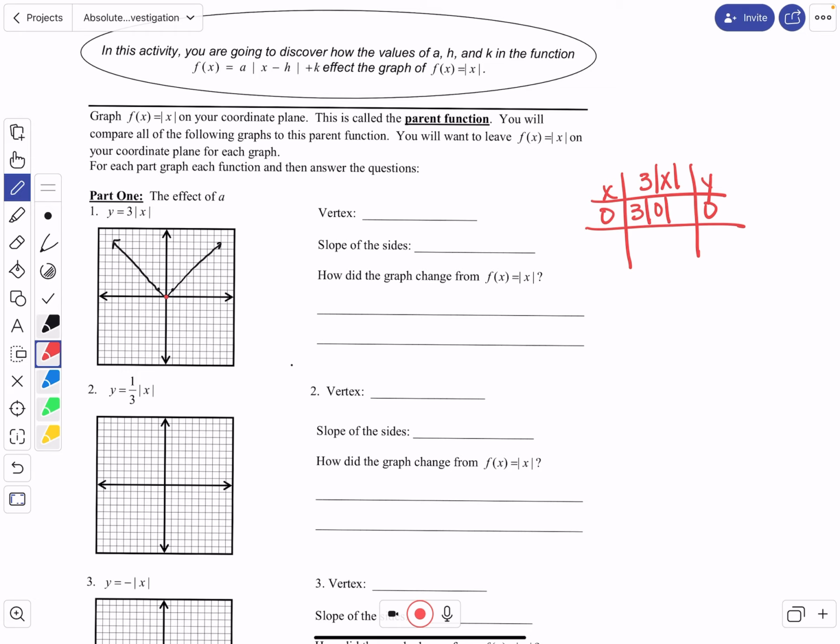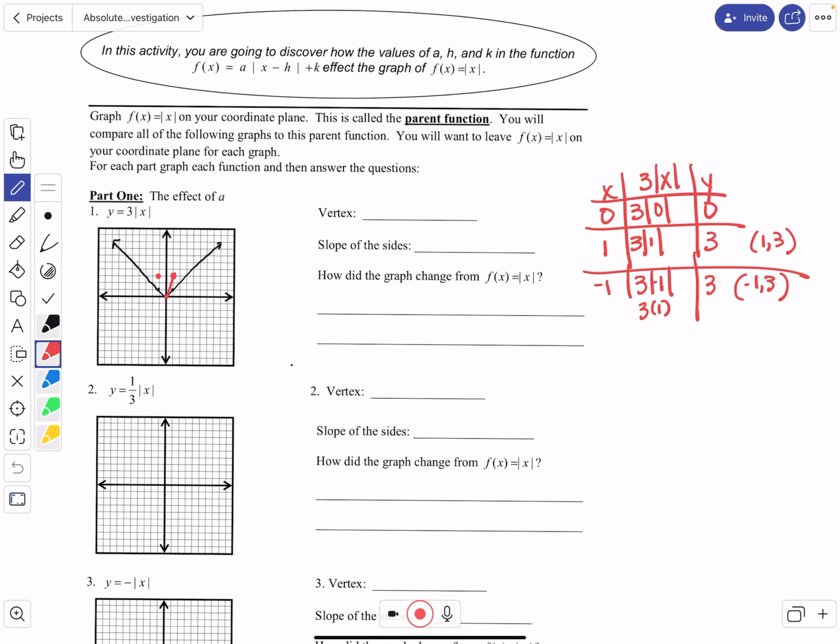All right, and then if we do 1, 3 times the absolute value of 1, well, absolute value of 1 is 1, 3 times 1 is 3. So the coordinates for this one are 1, 3. Okay, and then if we do -1, we have 3 times the absolute value of -1. So remember, absolute value of a number is just the positive. So it's 3 times 1, which will be 3. So our coordinate here is going to be -1, positive 3. So it's going to be here.